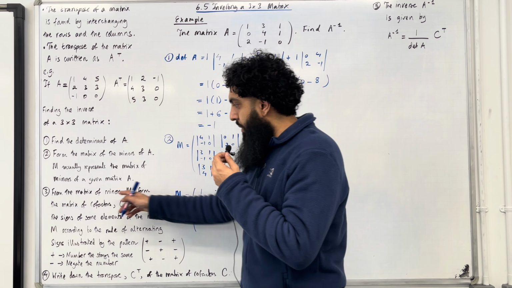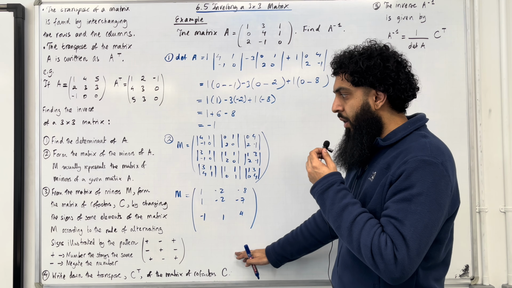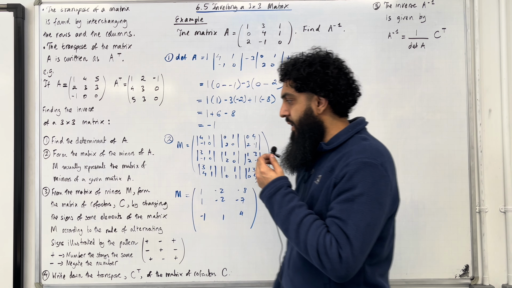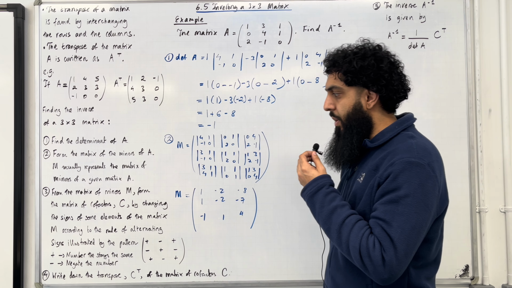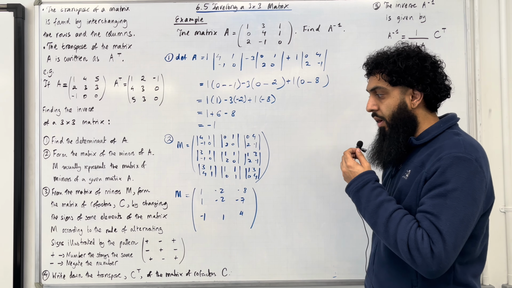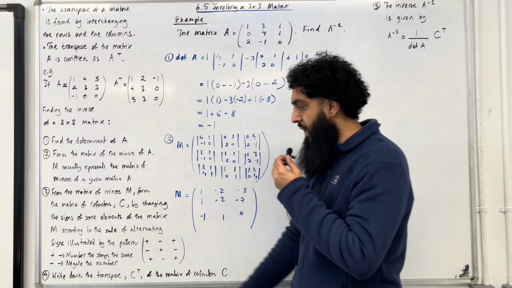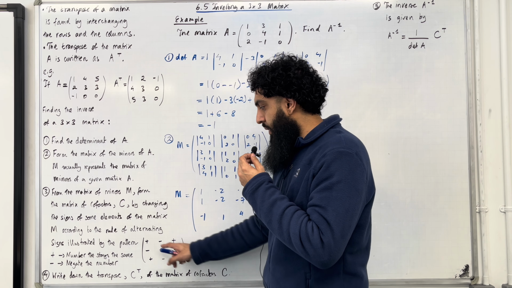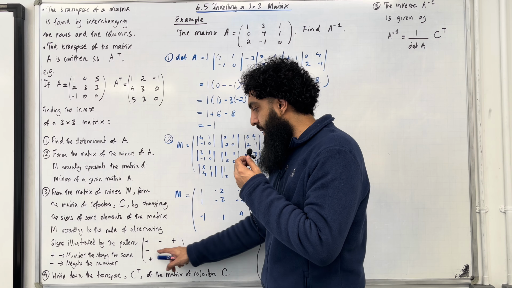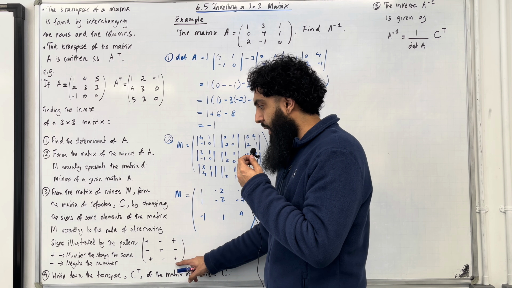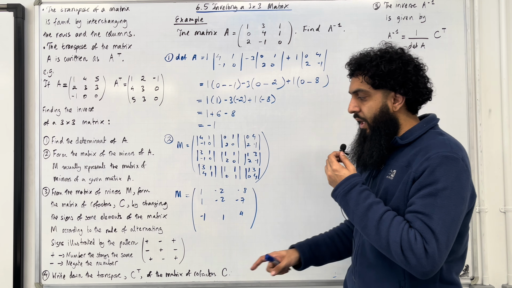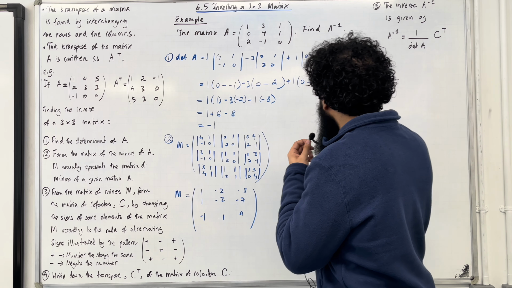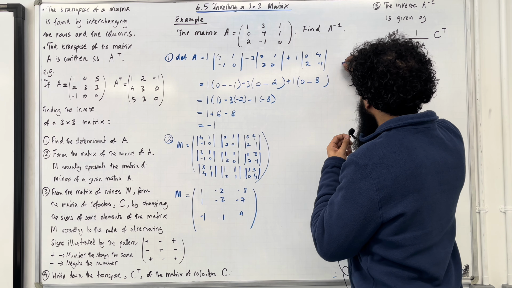From the matrix of minors M, so this matrix here, form the matrix of cofactors C by changing the signs of some elements of the matrix M according to the rule of alternating signs illustrated by the pattern over here. So plus, minus, plus, minus, plus, minus, plus, minus, plus. Remember plus, the number stays the same. Minus, you have to negate the number. So now we are on to step number 3.